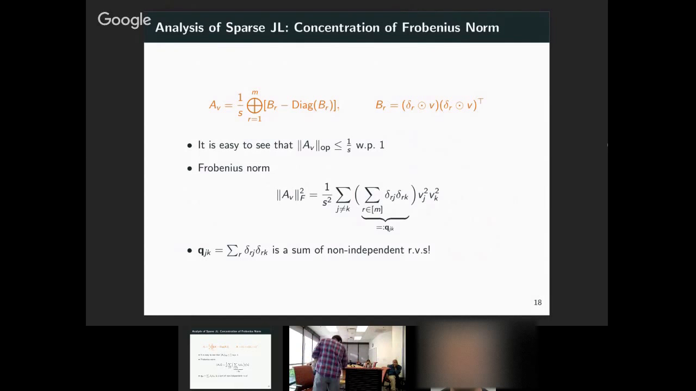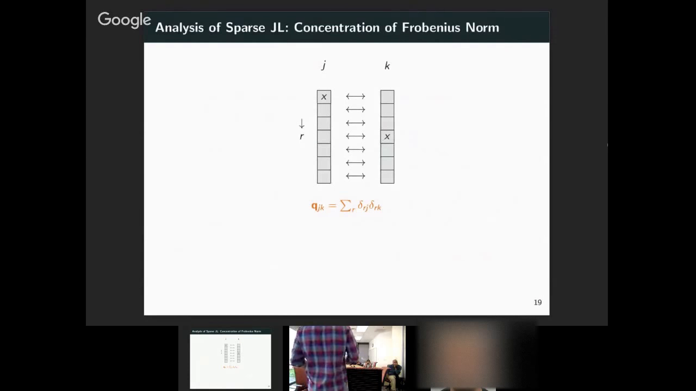So what's happening is that this Q_JK random variable is looking at two different columns, J and K. And here I'm denoting this X by the selection of the masking. Suppose that the sparsity here is indeed 1. Right? So we're just selecting one element per column. And here there's a random realization for these two columns.